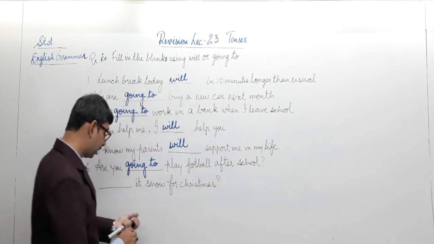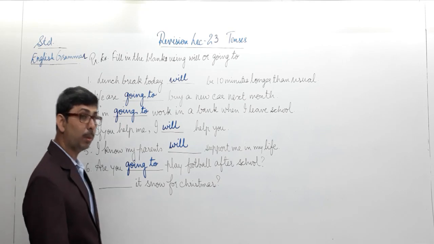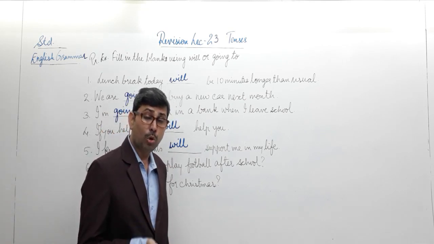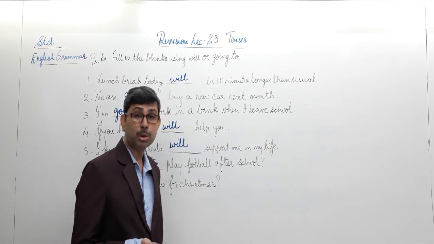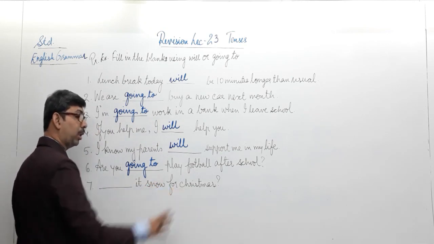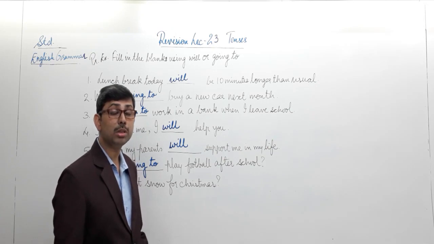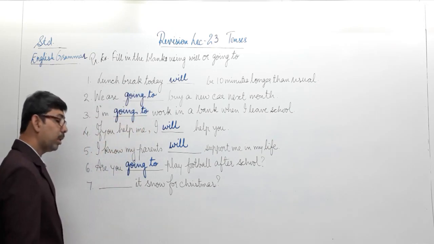So, question being asked again. Dash, it's no for Christmas. You are simply asking a question to someone. Well, generally you know that it snowfalls in the month of December on the day of Christmas, 25th December, isn't it? So you're asking, dash, it's no for Christmas. So a general question, a yes-no question starting with the auxiliary verb: Will it snow for Christmas?